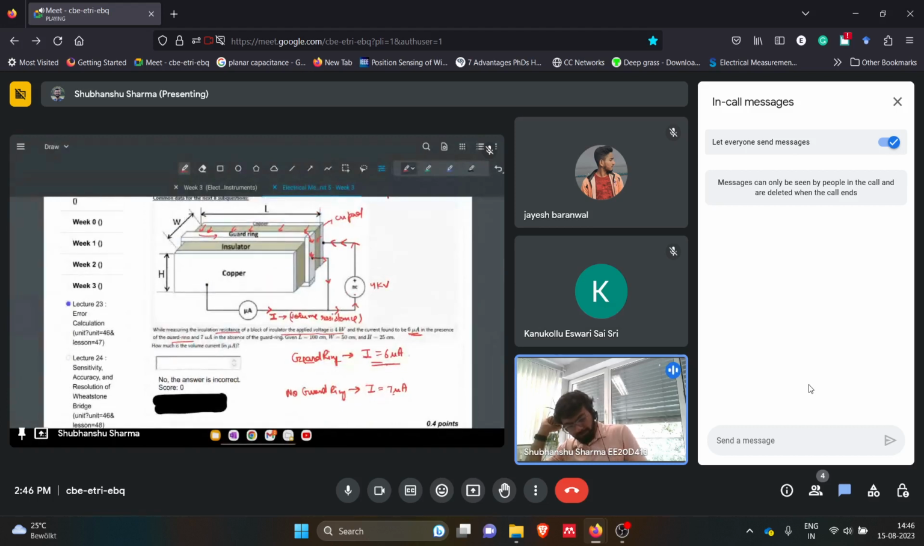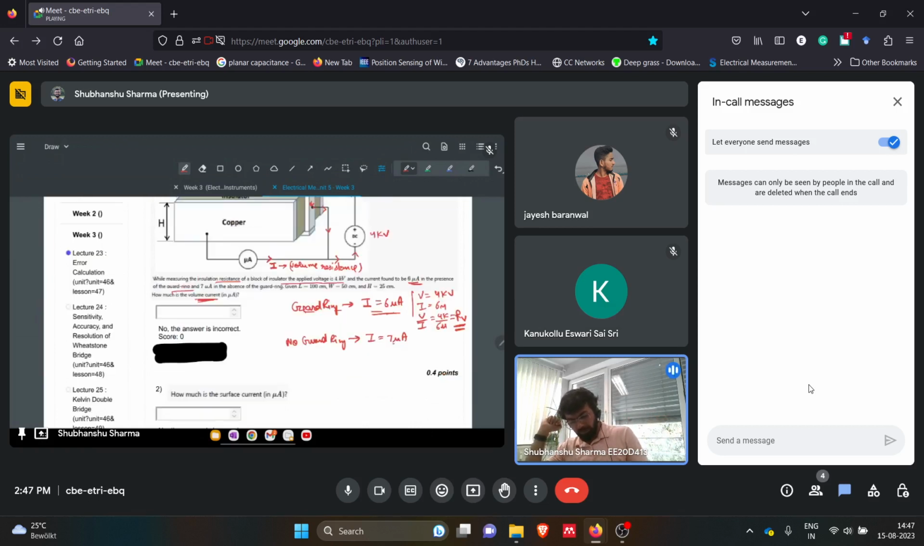So what is the voltage we had? We had 4 kV, we had current 6 micro, so V by I is 4k by 6 micro. And what is this equal to? This is RV, that is the volume resistance. So they are saying volume current, so now you can easily say what the volume current is.